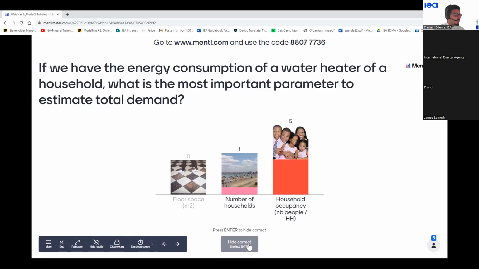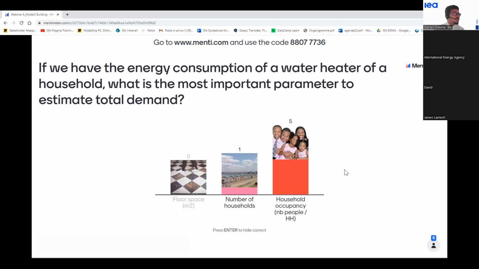Okay, the correct answer was the household occupancy, because you can use that in order to assess the energy consumption of one specific household, because the more people there are in the average household, the more energy the water heaters will consume. But on the other hand, since we are looking at the country level, once you have done your analysis on the average household, you can multiply that by the number of households in the entire country, which again is a number that can come from, for example, the demographic statistics agencies which are in charge of demographic analysis and collecting statistics across the entire country, for instance, Kenya.